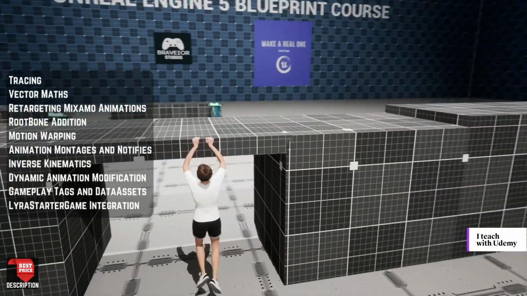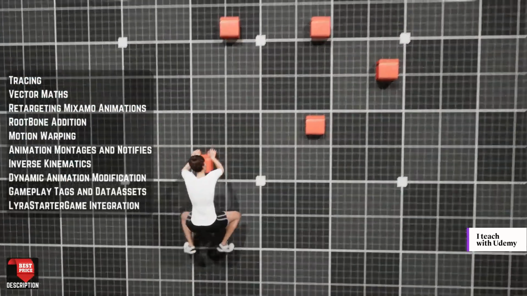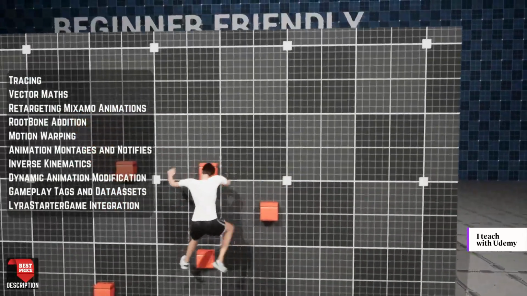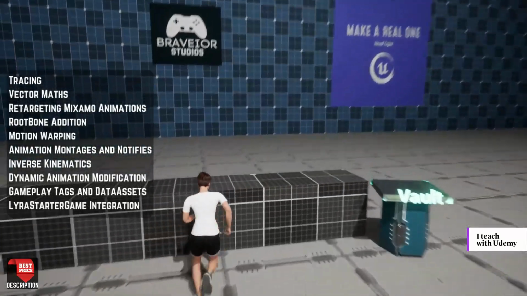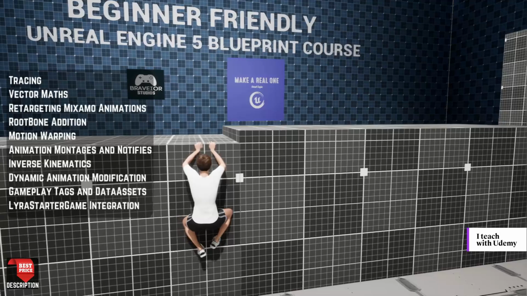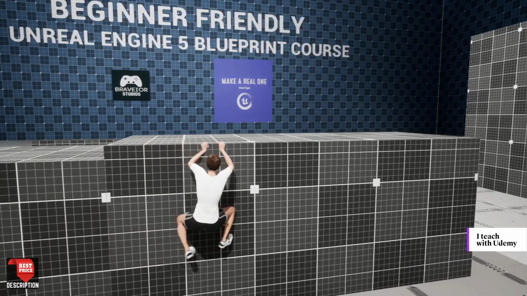You will learn to develop traversal actions like climb, falling climb, ledge hop, mantle, climb up and vault. Only free assets are used in this course. Mixamo animations are used with dynamic procedural hand and leg IK. Climb animations are modified dynamically, adapting to the wall structure.